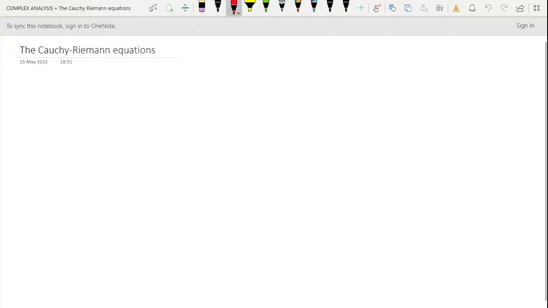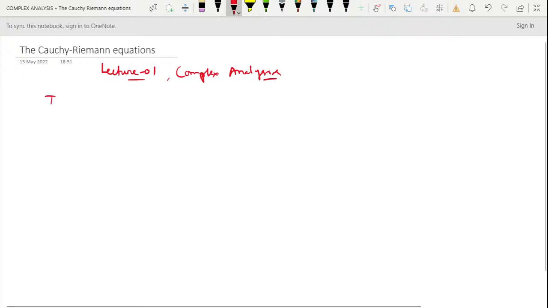Let's start our complex analysis. This is our lecture 1, complex analysis. And in today's class, we will start from the Cauchy-Riemann equations.